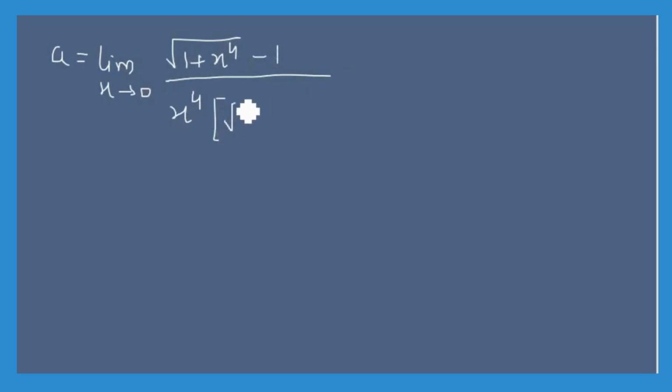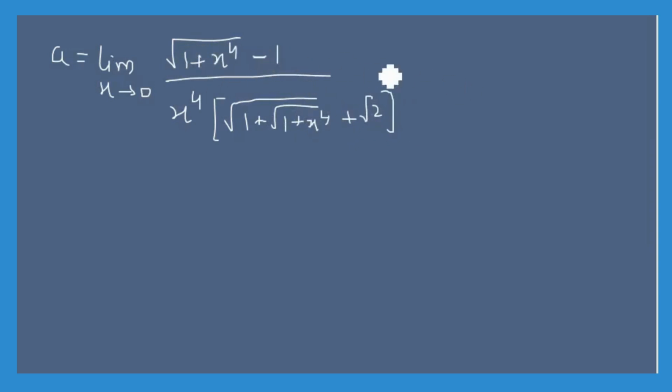So a is equal to limit x tends to 0 of 1 plus x to the power 4 and 1 minus 2, that is minus 1, in the numerator, and in the denominator we have x to the power 4 and in bracket 1 plus under root 1 plus x to the power 4 plus root 2, plus root 2. Now I will rationalize the numerator part again.